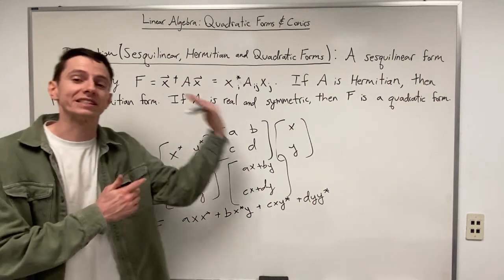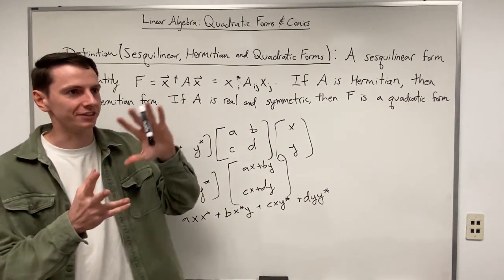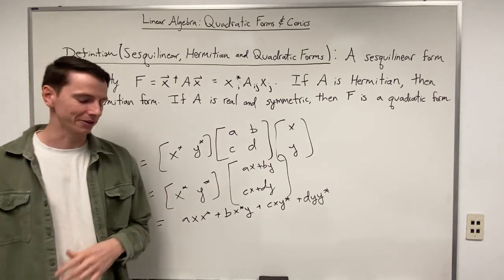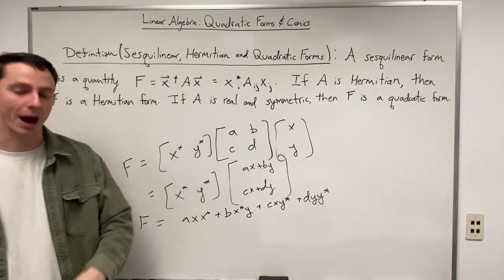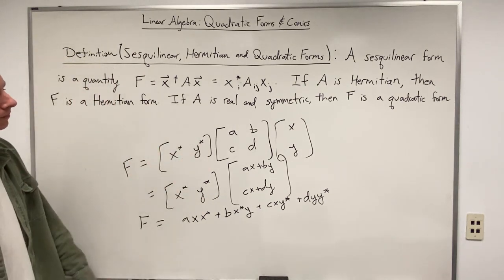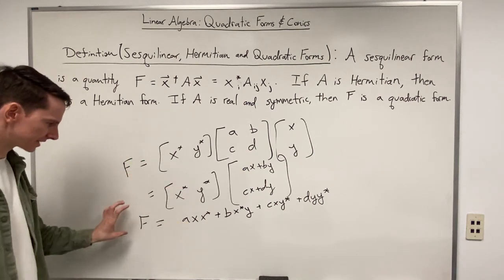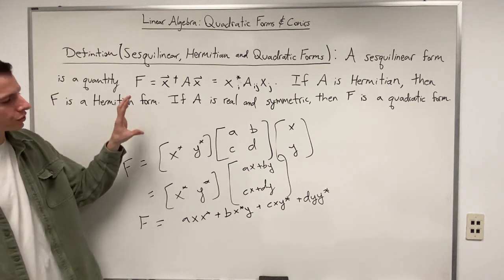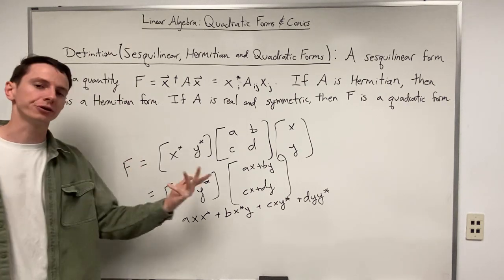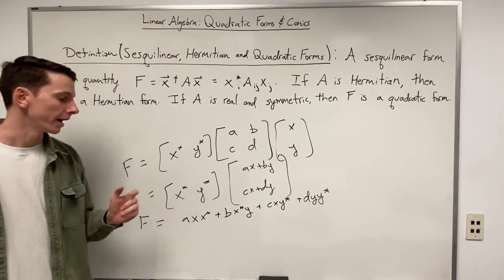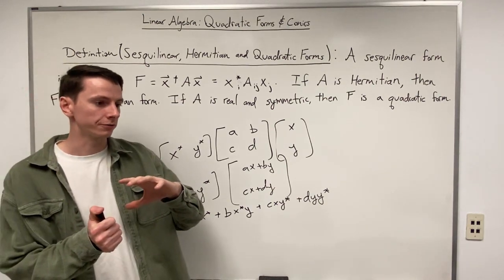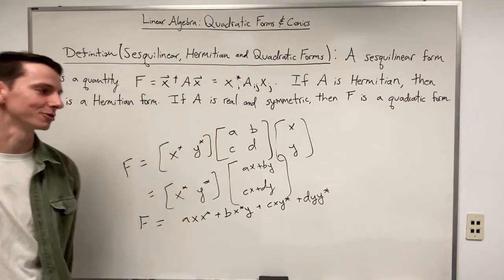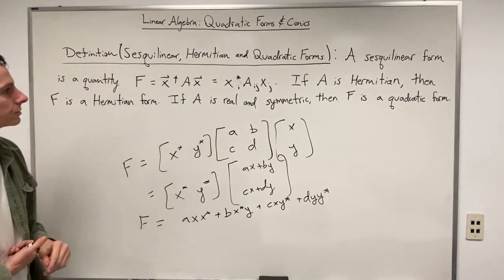And this might be starting to hint at why there's a specific subset of these quantities called quadratic forms. There's inherently this idea of powers of two, like in a quadratic equation. Okay. So hopefully that makes sense. This is a general way of expressing a sesquilinear form. But what we can do is say there might be certain sesquilinear forms that have specific properties, and those types of sesquilinear forms are given convenient names, which are Hermitian and quadratic forms. We'll start with the Hermitian case.